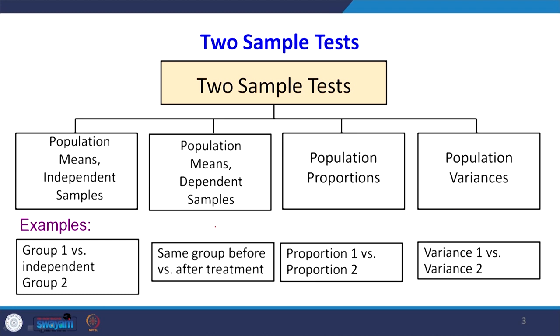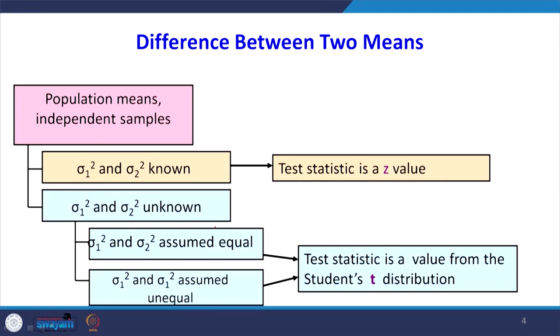In population proportion, there are two populations, we take proportion 1 from population 1 and proportion 2 from the other population. Similarly, for comparing variances of two populations, we find the variance of population 1 versus the variance of population 2. First, we will start with the difference between two means.